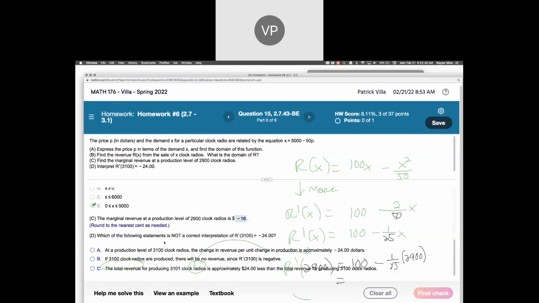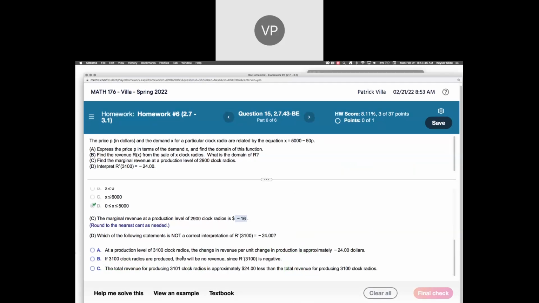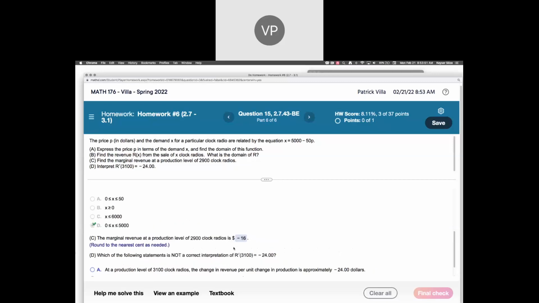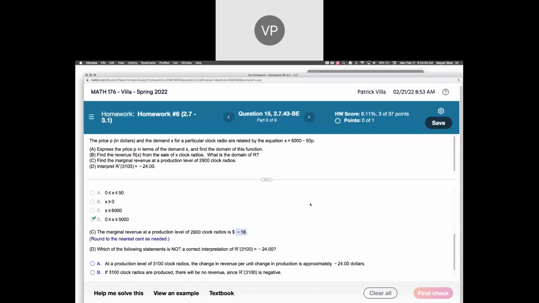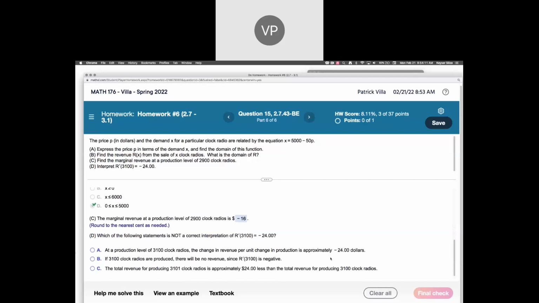Okay, so which of the following statements is not a correct interpretation of R prime of 3100 is negative 24? So forget the right or wrong yet. Let me just talk about this in general. What this means is at the level of 3100 clock radios, our revenue is starting to drop by $24 for what we have here. We're losing $24 each time we produce a new one off of our total. So that's what the first one says.